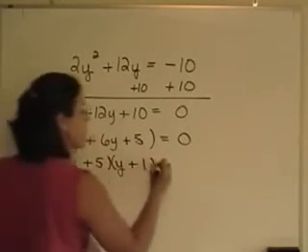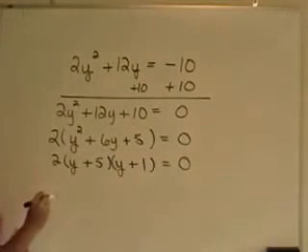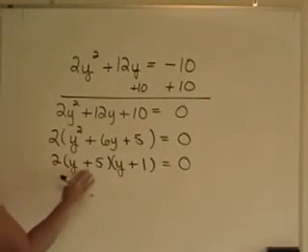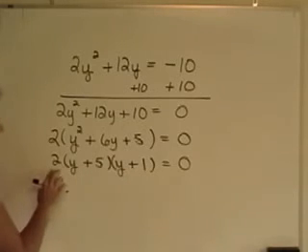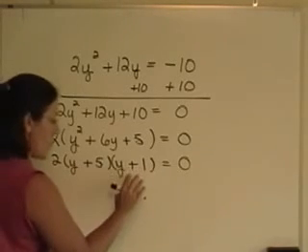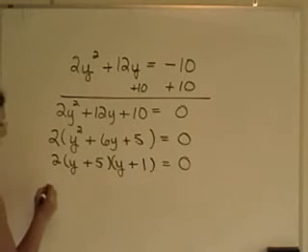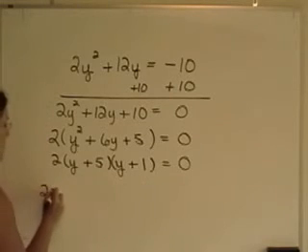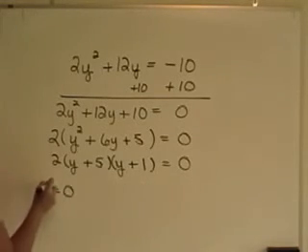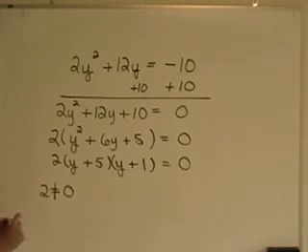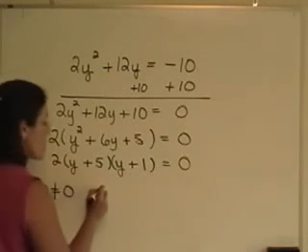Bring your 2 down. The zero product rule says to take each factor. Now there are 3 of them here, a 2, a y plus 5, and a y plus 1. It says take each factor and set it equal to 0. Well, if I were to set 2 equal to 0, number 1, it's meaningless. It's not a true statement. And number 2, it does not allow me to solve for one of the variables. I don't need to use that as part of my process of solving this equation.